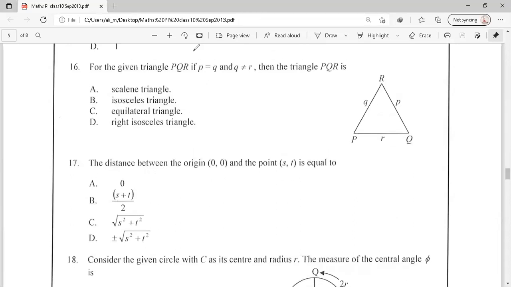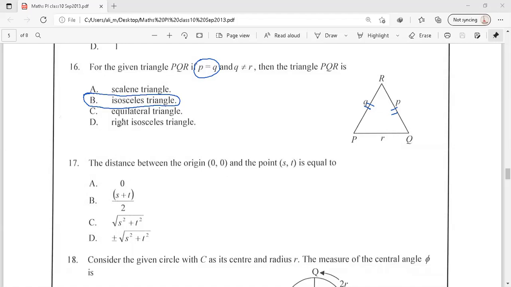For a given triangle, if P equals Q and Q is not equal to R, P and Q are equal. So P and Q, these two sides are equal, and Q and R are not equal. It means R is the unequal side in this triangle PQR. So the type of triangle is simple. The triangle in which two sides are equal is known as an isosceles triangle. So option B is the right answer.